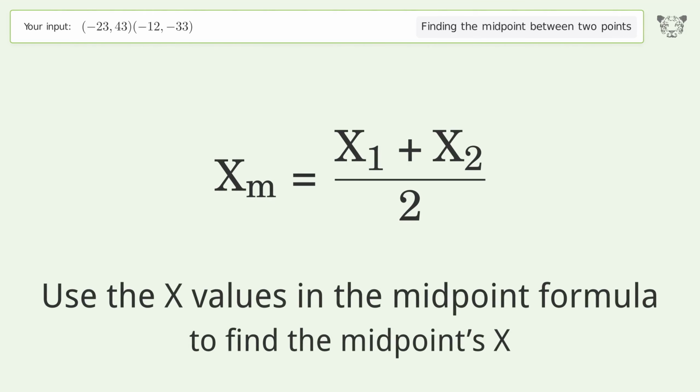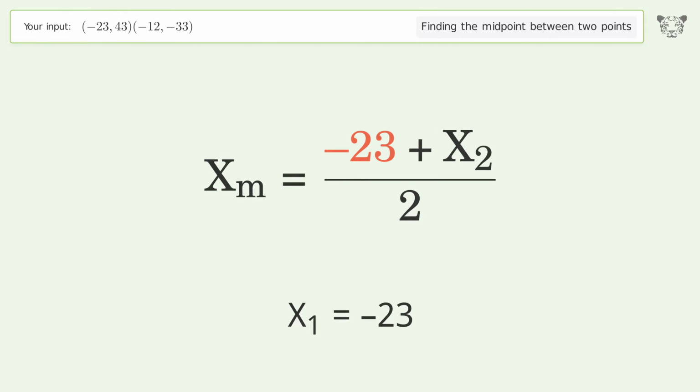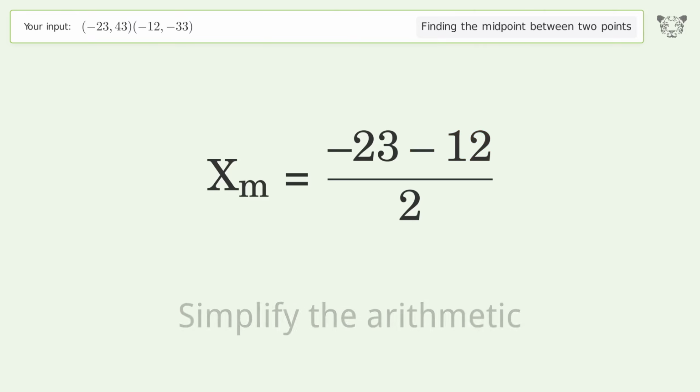Use the x values in the midpoint formula to find the midpoint's x. x1 equals negative 23. x2 equals negative 12. Simplify the arithmetic.